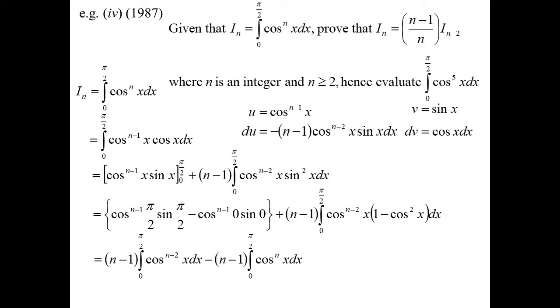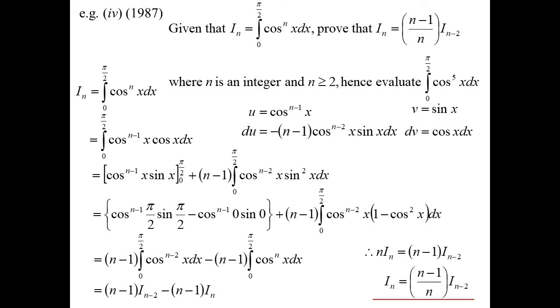So I can say, well, that's n minus 1 I_(n-2) minus (n minus 1) I_n. Think of it like an equation now. We'll move the I_n's to the other side, and I get n I_n. Now, in this case, I can't leave it like that because they've told me to prove it's a certain thing. So divide by n, we've got our result.